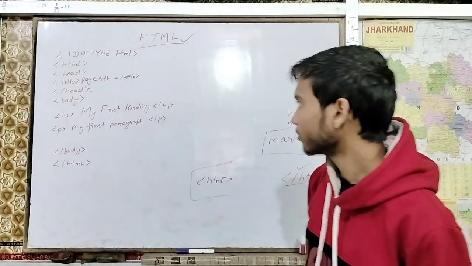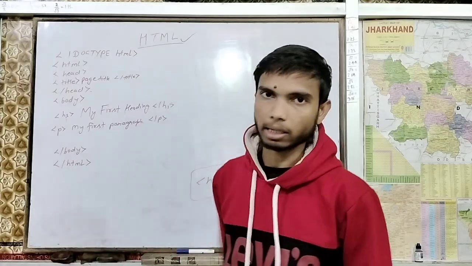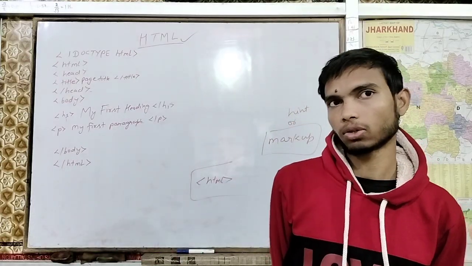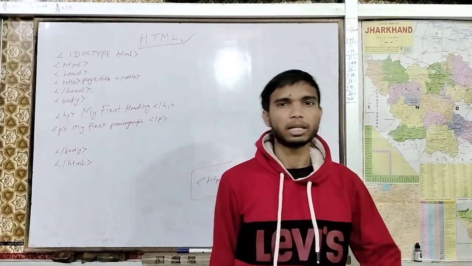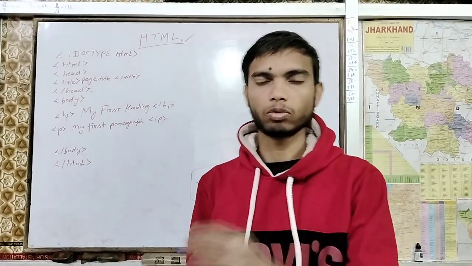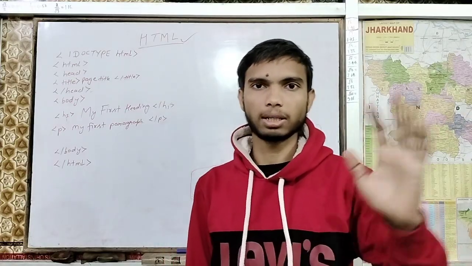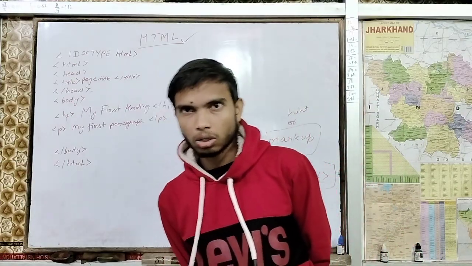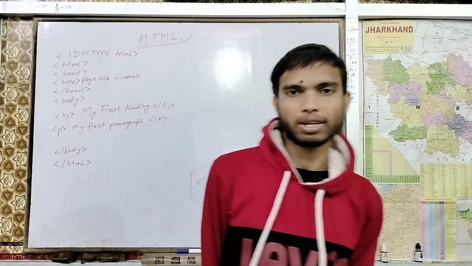Inside the body tag, we have this h1 tag, then the p tag. Now let's see the meaning of the h1 tag and the meaning of p. H1 means heading one. Like that, we have h2, heading 2, h3, and this will go till h6. Now, what are h1, h2, h3, h4, h5, h6?